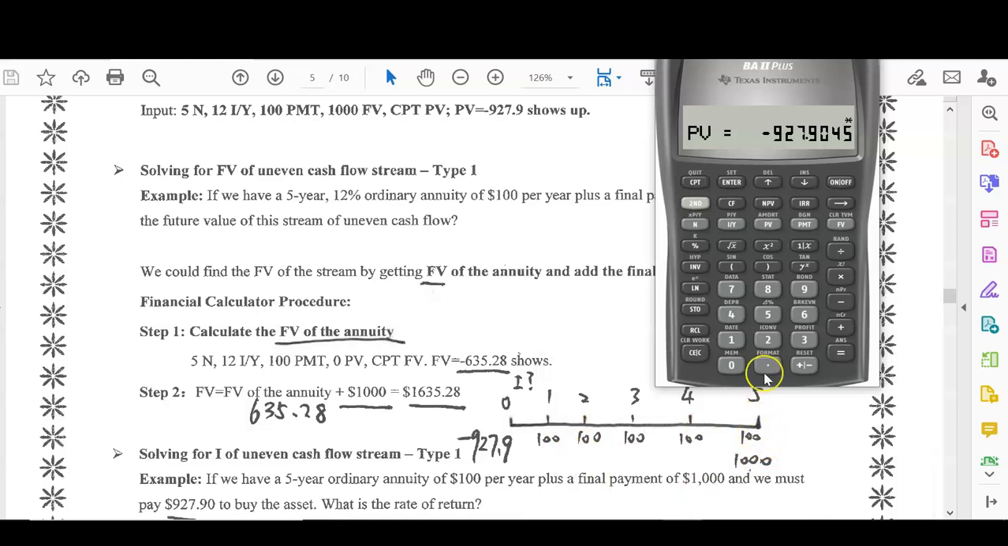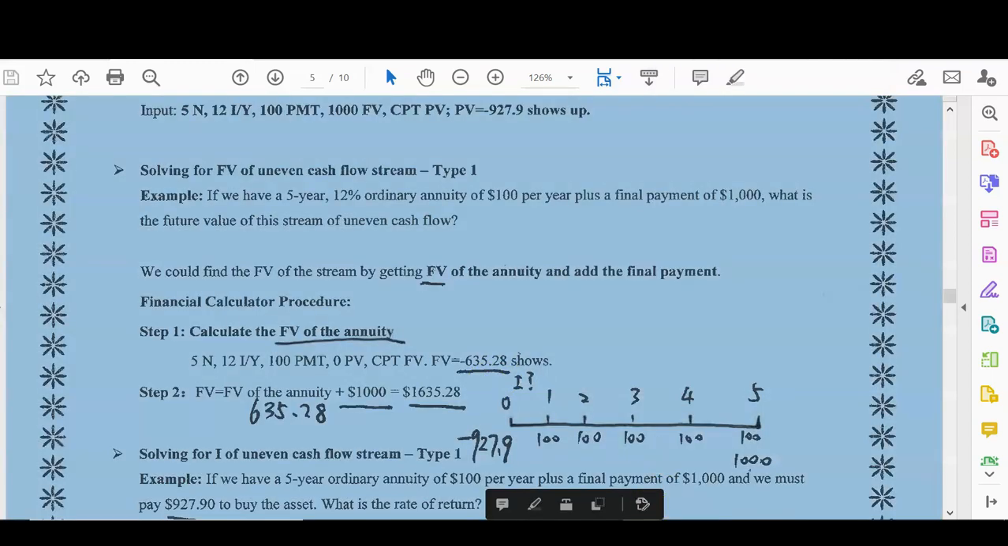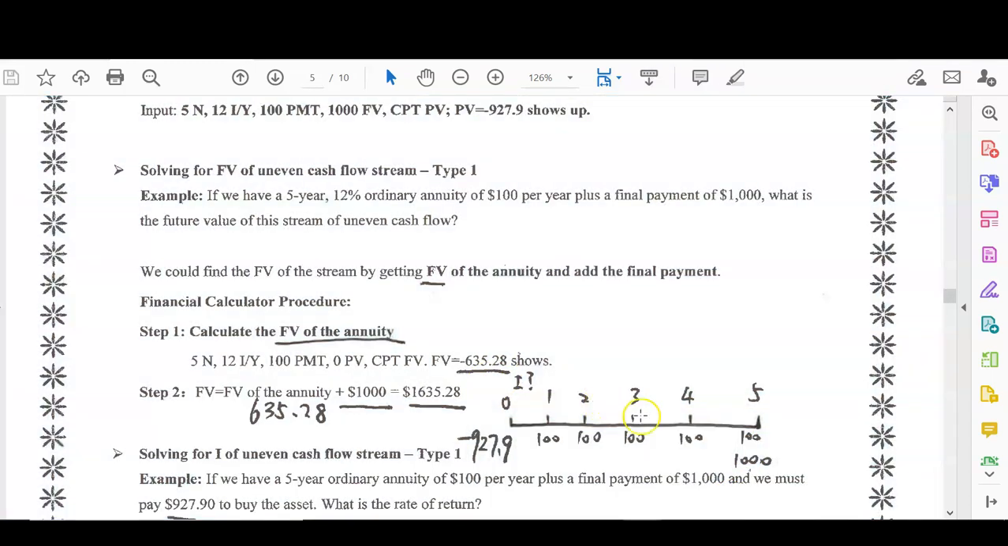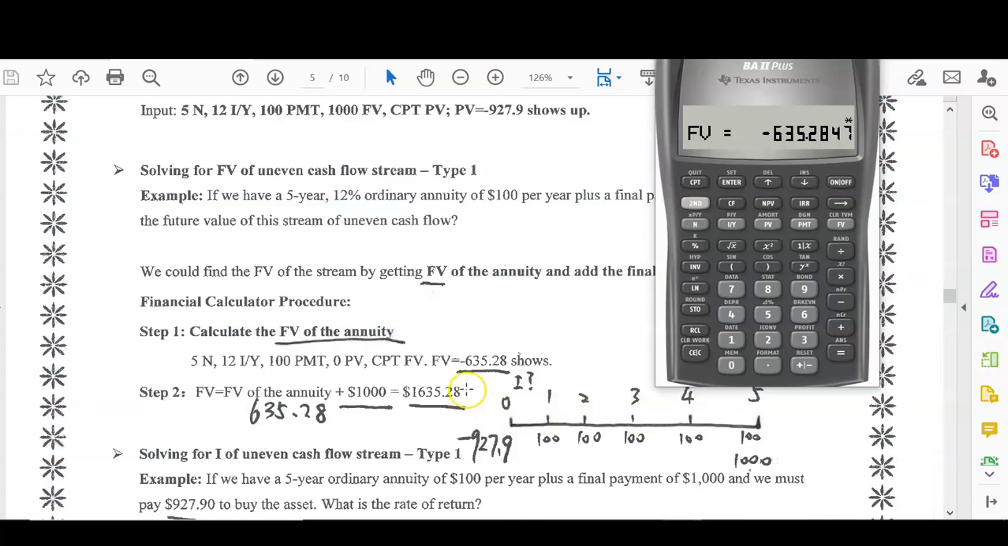So we input 5 as N, 12 as I, 100 as payments, 0 as PV, compute for FV. So we know the future value of the 100s is 635.28. Excuse me. And then we just use the amount 635.28 because we don't have a sign on the timeline, plus 1,000. So we know the future value of the annuity and the lump sum is 1,635.28 in total.